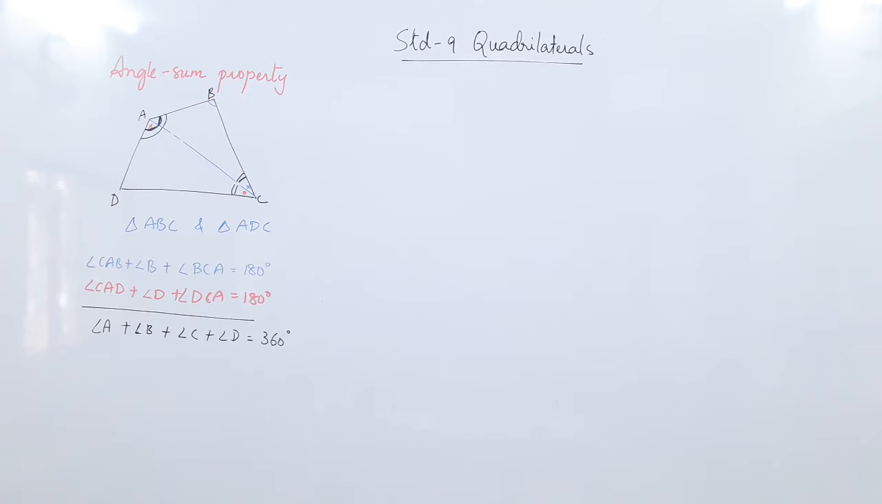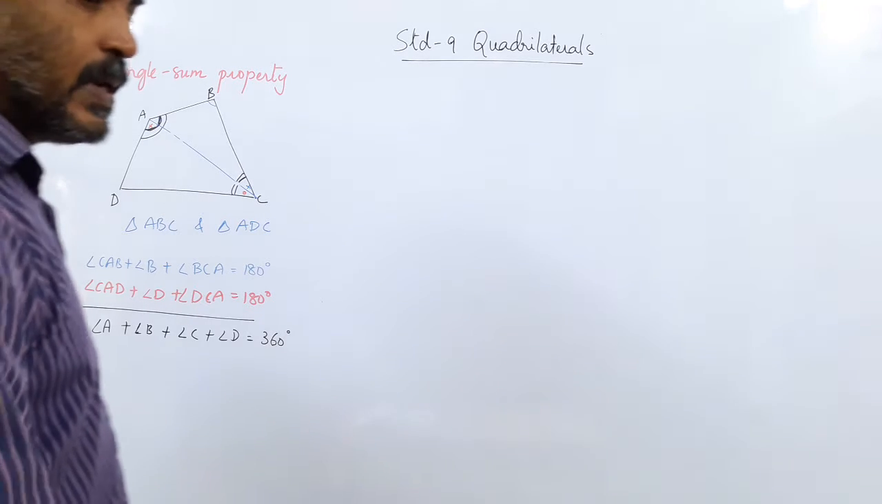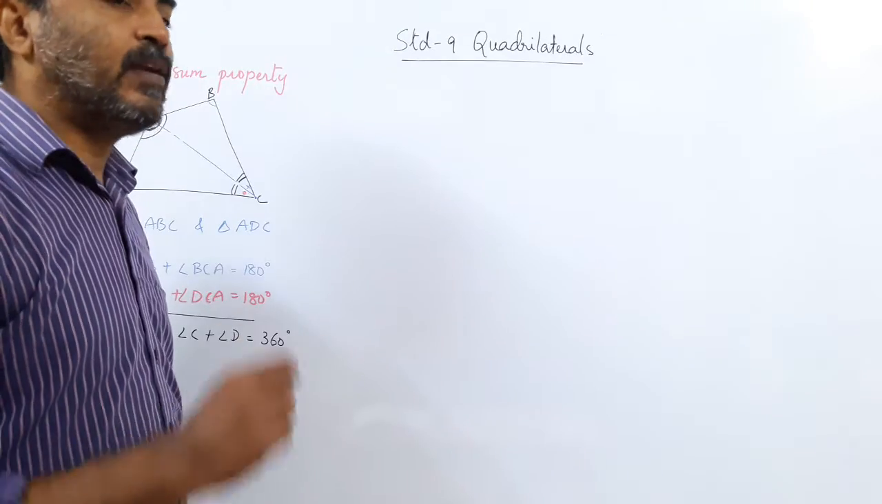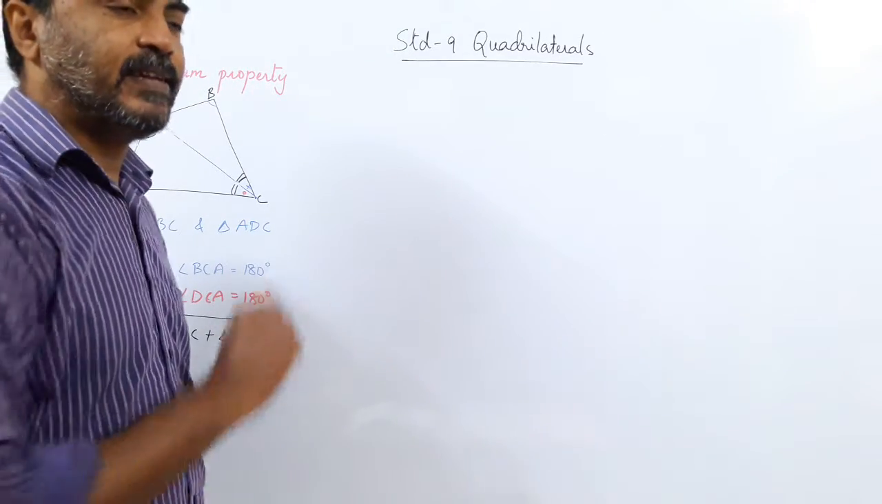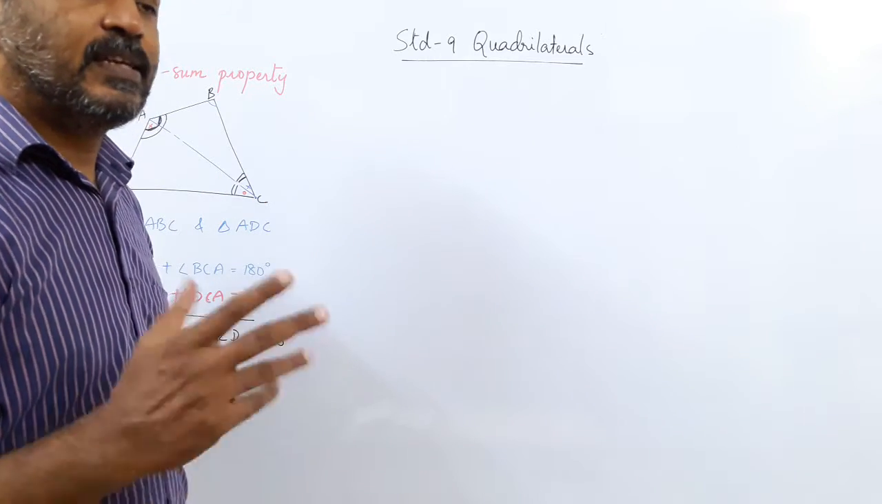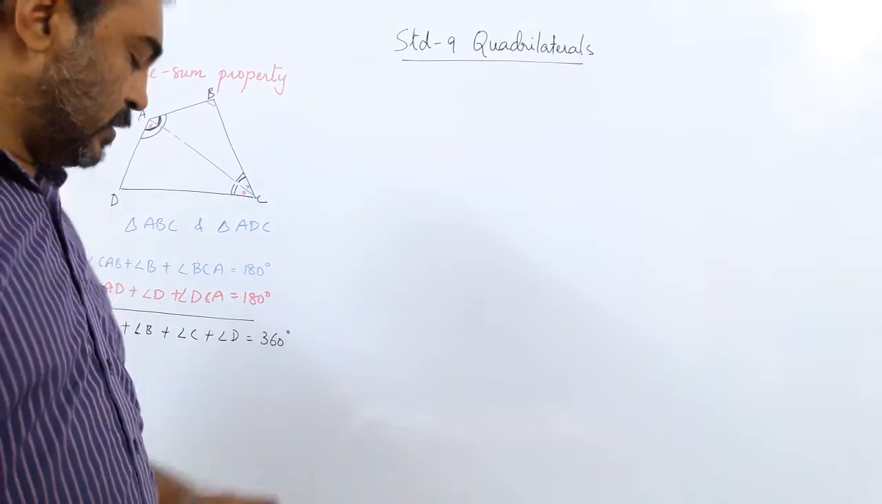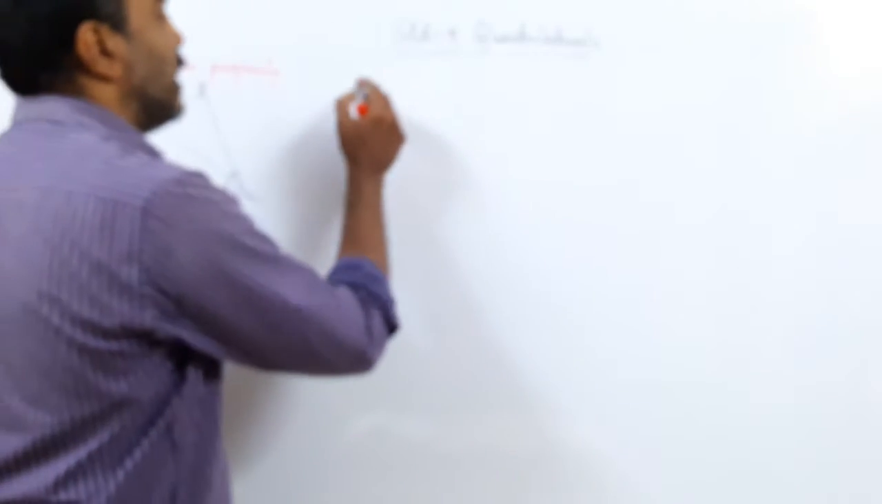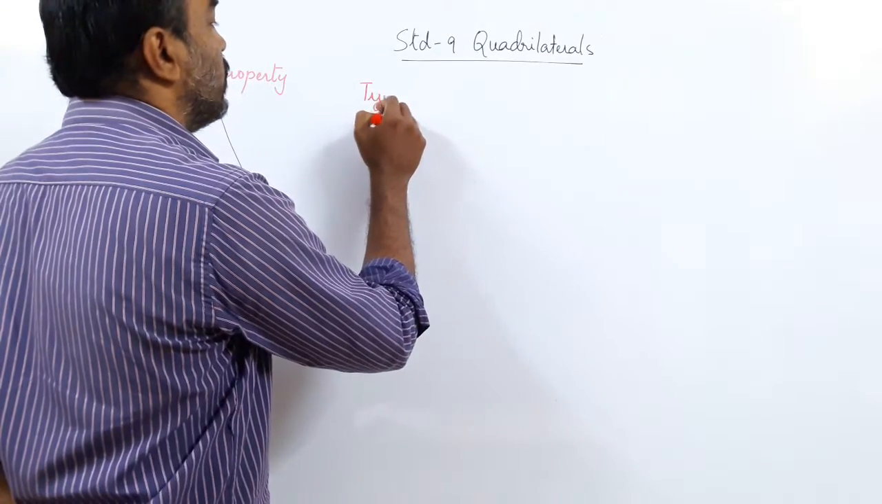Now, like we had different types of triangles, you remember the different types of triangles we did? Equilateral triangle means all the sides are equal. Isosceles triangle, 2 sides are equal. Scalene triangle, no sides are equal. So based on the sides, the triangles are of 3 types. Now based on the sides, we look at the types of quadrilaterals.